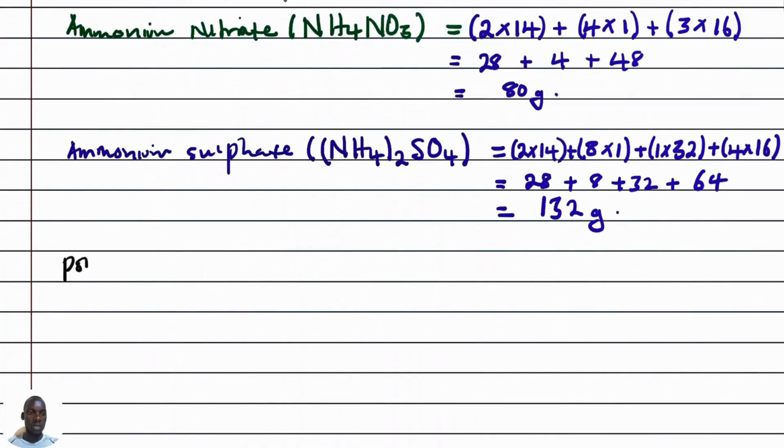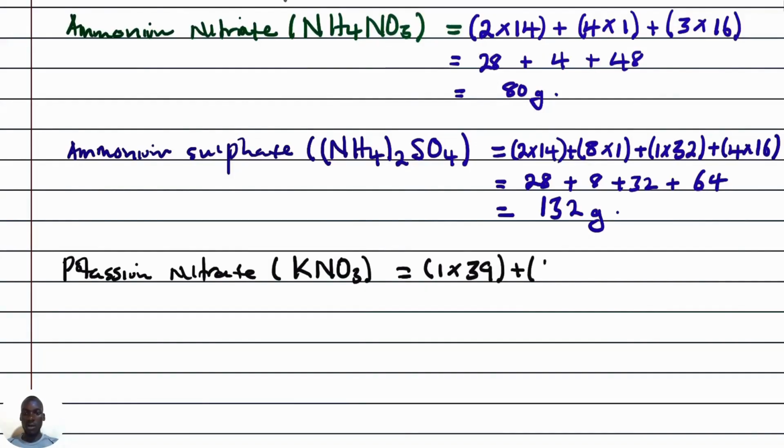So we are on potassium nitrate fertilizer. It has a formula of this. We have potassium and then the nitrate. We have 1 atom of potassium multiplied by the RAM of potassium, which is 39, plus 1 atom of nitrogen multiplied by the RAM of nitrogen, which is 14, plus there are 3 atoms of oxygen multiplied by the RAM of oxygen, which is 16.